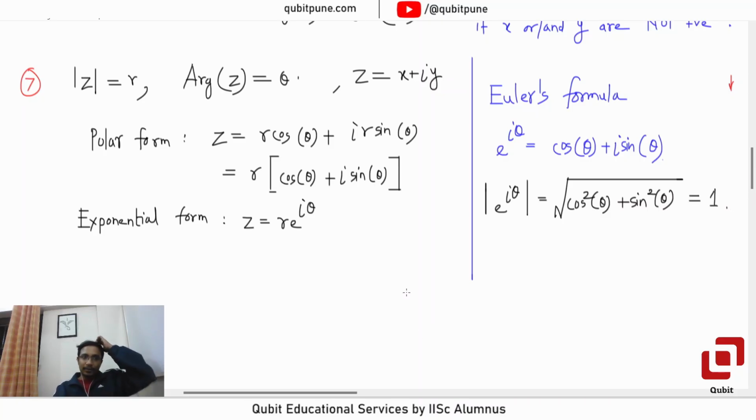Okay, it will always be 1. Exponential form, remember, is an extremely useful tool. Using Euler's formula, we can prove de Moivre's theorem in one step. We'll come to that later. Clear till this part? Any doubts or any clarifications further that you need?